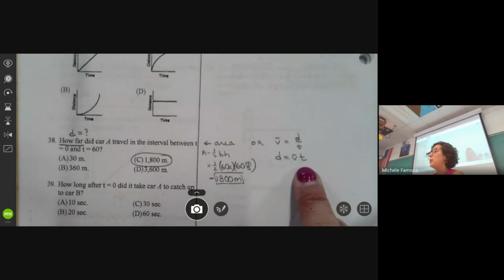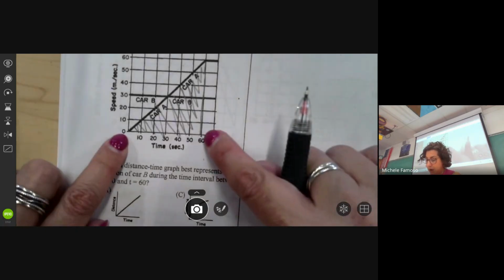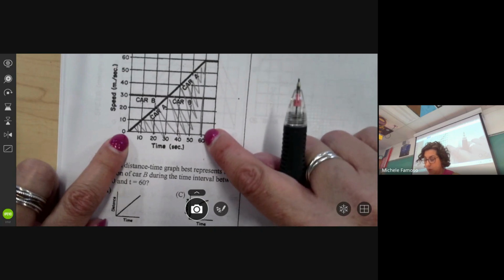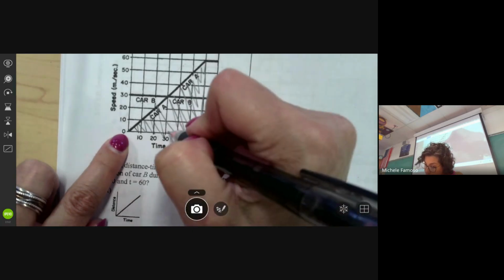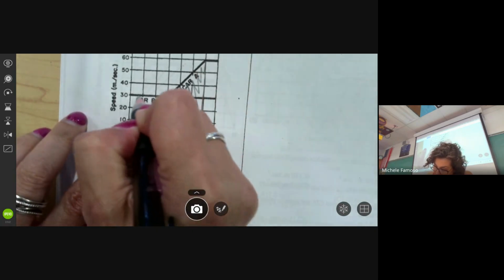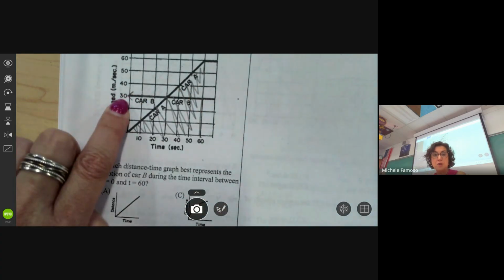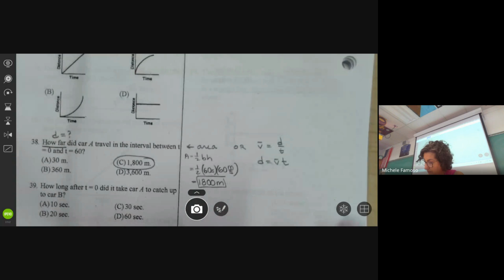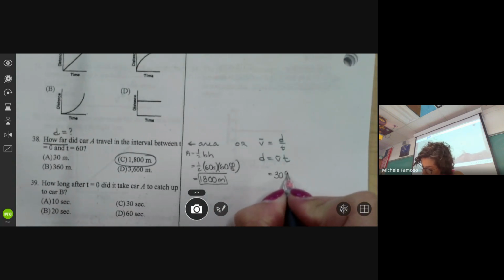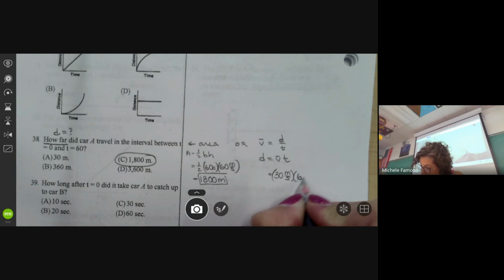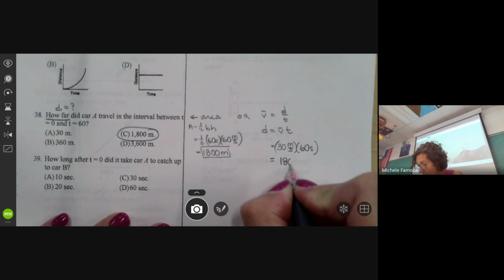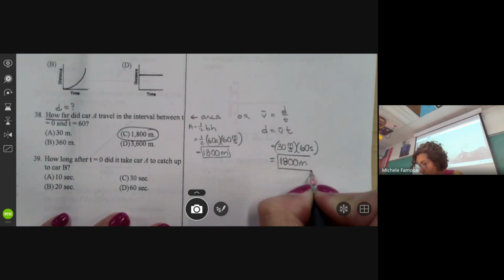The other way is to do it with your kinematics equation. But the first thing I have to figure out is the average speed. 0 to 60 seconds. What's the middle time? 30. So I'm going to go up 30 and over, and that is my average speed, 30 meters per second. That's happening for 60 seconds. What's 30 times 60? 1,800 meters.